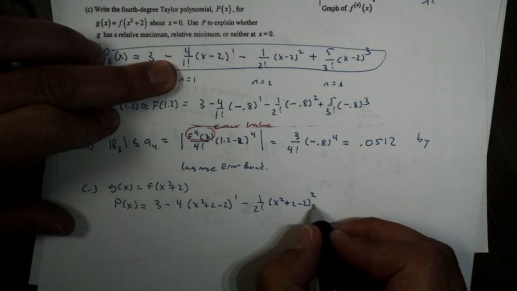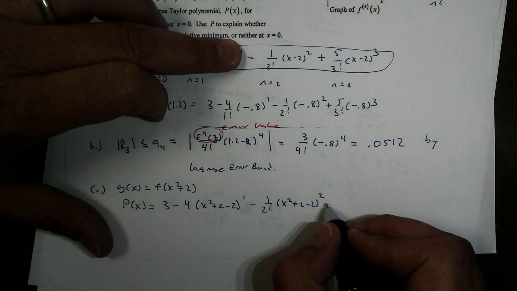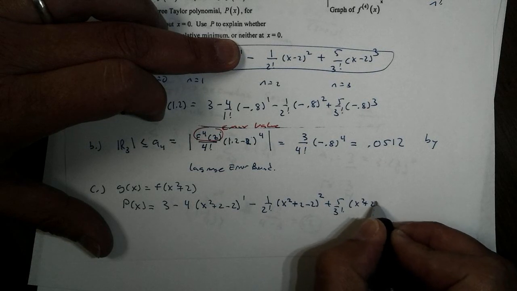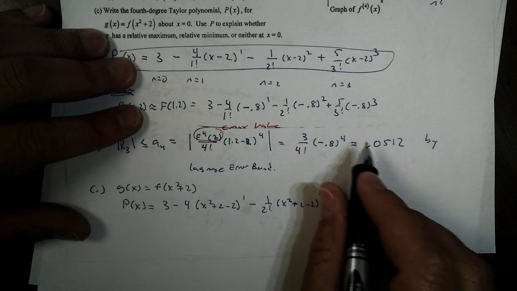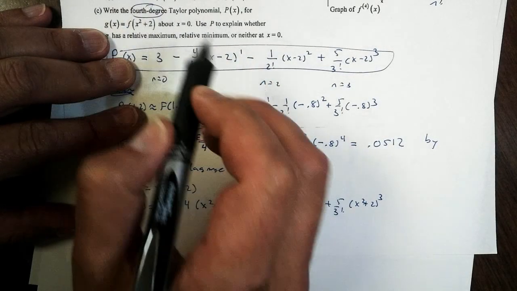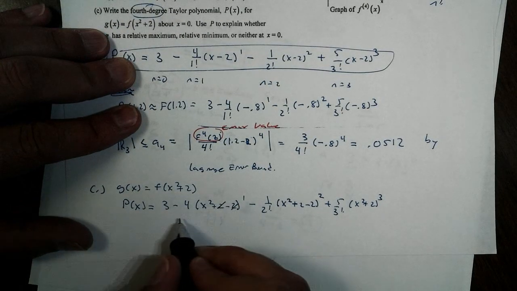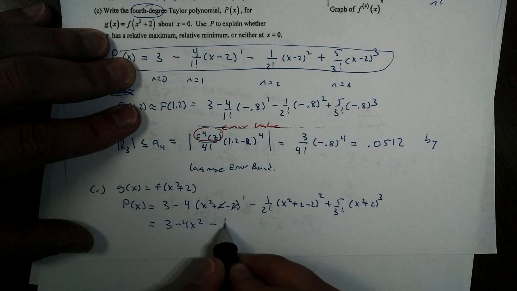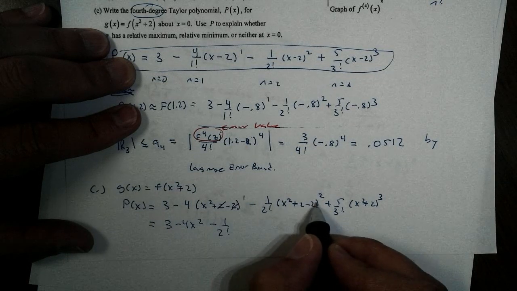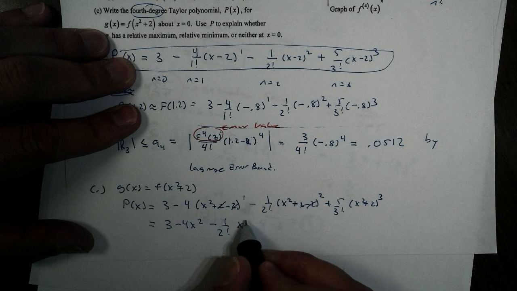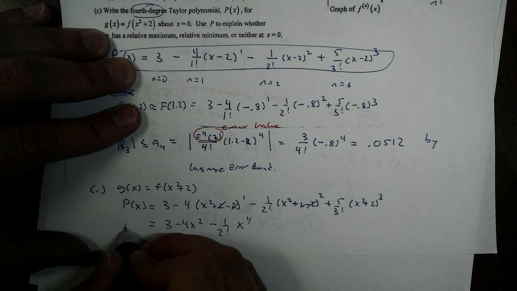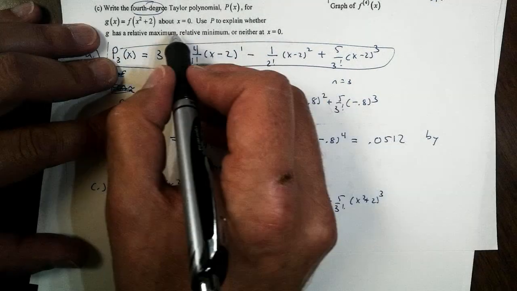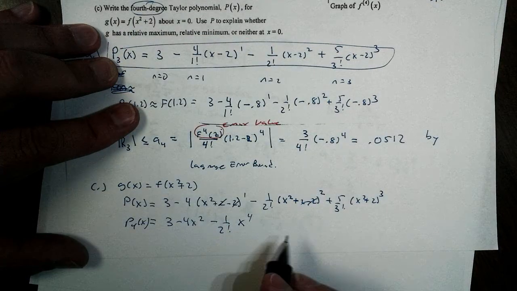So, and let me do one more here. Let's go do the last one here. Plus 5 over 3 factorial x squared plus 2 cubed. Now remember, they only want a fourth degree Taylor polynomial. So if I cancel these out, what I'm left with here is 3 minus 4x squared minus 1 over 2 factorial. And over here, those cancel. That gives me x to the fourth. So there is my fourth degree polynomial right there. Because remember, we only wanted a fourth degree Taylor polynomial.